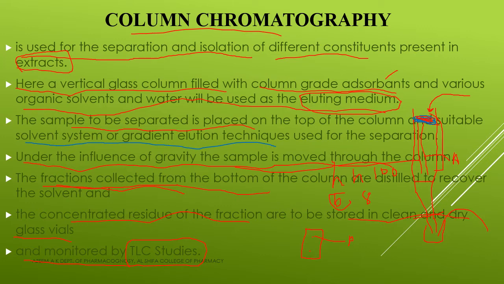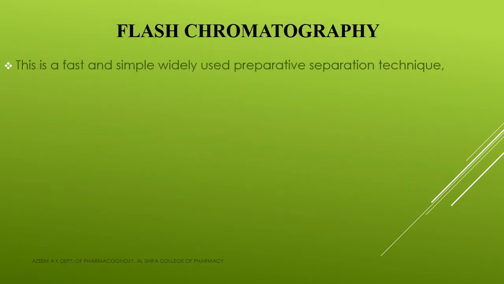So the major application of column chromatography is that it is used in the separation of plant constituents. Clear? Separation of plant constituents, that's a major use of column chromatography. Clear? So the next chromatographic technique is flash chromatography.